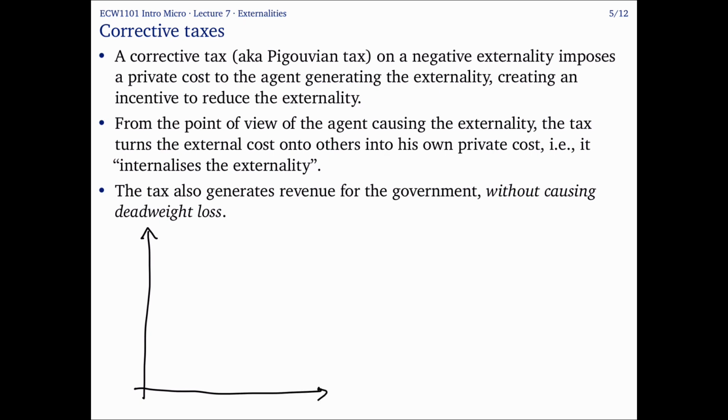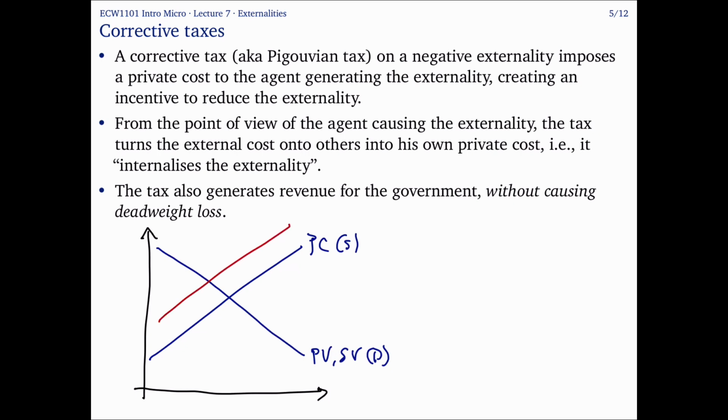Suppose you have a negative externality, so you have private costs here, and that's a supply. You have private values, social values, that's a demand curve. And you originally have this problem of the social costs being higher because of the external costs, right?